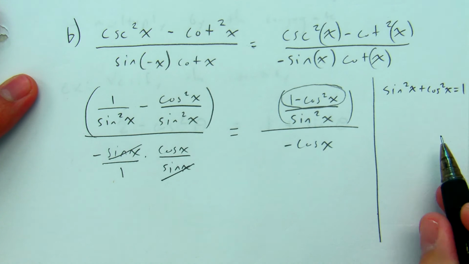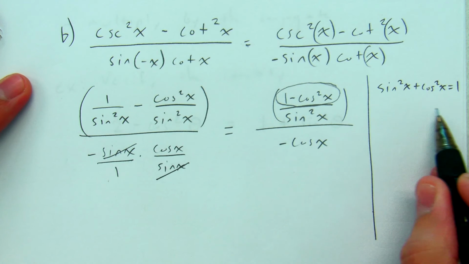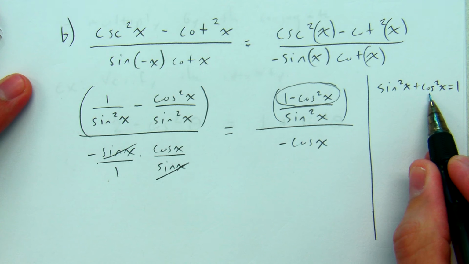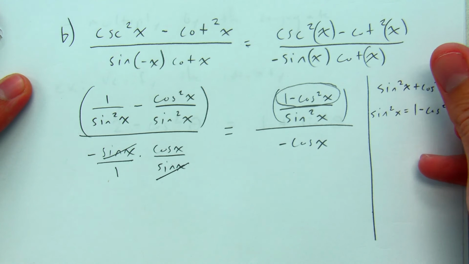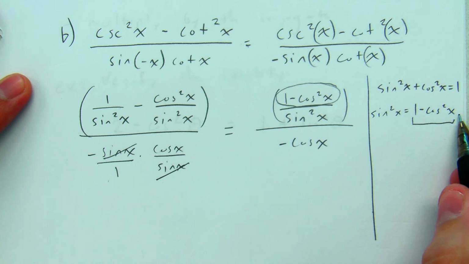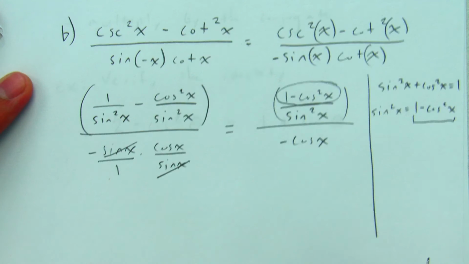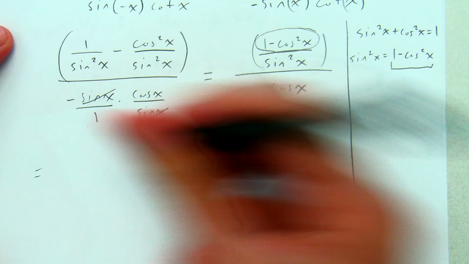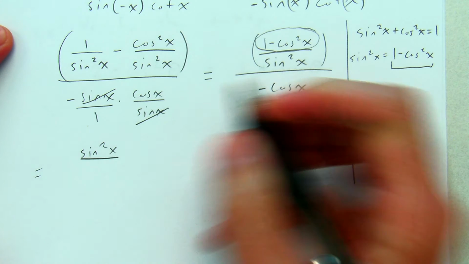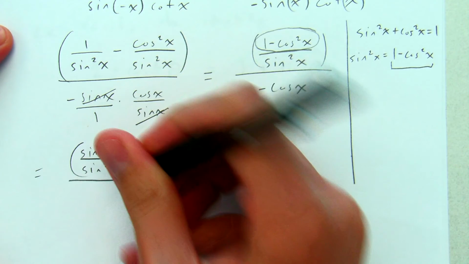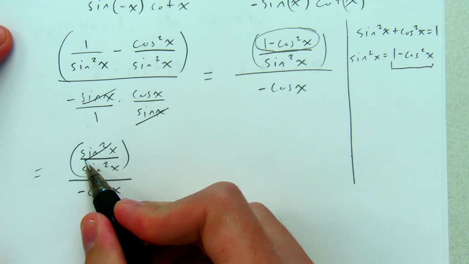The problem is, I don't see 1 minus cosine squared x in this identity. I have to actually rearrange this formula to get it. If I subtract cosine squared from each side, I get sine squared x equals 1 minus cosine squared x. And now I can see that 1 minus cosine squared x can be rewritten as sine squared x. Let's do it. So I've got 1 minus cosine squared x, which I'll rewrite as sine squared, over sine squared. And on the denominator, I still have negative cosine. Well, that worked out really well, because now sine squared over sine squared is just 1.